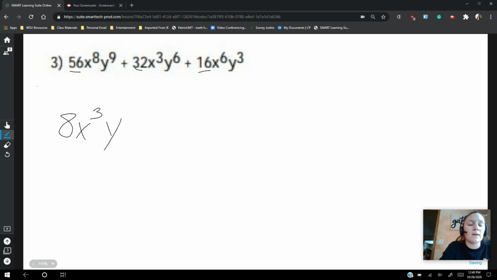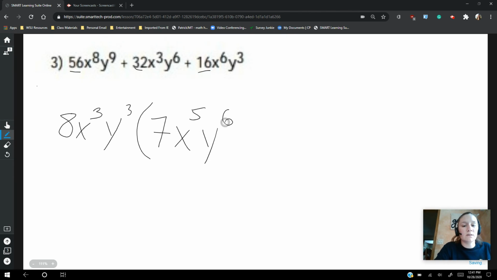Then looking at y^9, y^6, and y^3, each of them have a y^3. So I'll pull out a y^3. So in the inner part, what we have left over is 56 divided by 8, which is 7. Then x^8 and x^3, the difference of those is 5. Then y's, we have 9 minus 3, which is 6 for the first term, plus 32 divided by 8, which is 4.